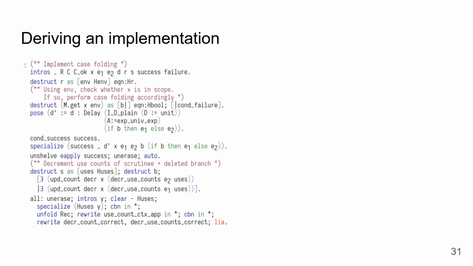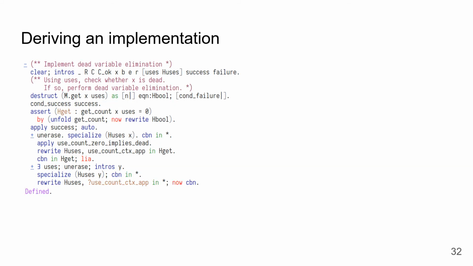In each case, the user fills the hole by using tactics, which generate Coq code to implement the corresponding rewrite rule, and then prove that code correct. Here's what the tactic looks like for implementing and proving case folding correct, and here's the tactic for implementing and proving correct dead variable elimination. After running these tactics, 0 proof obligations remain, and the user obtains an implementation of the desired program transformation, proved correct with respect to a set of syntactic rewrite rules in Coq.